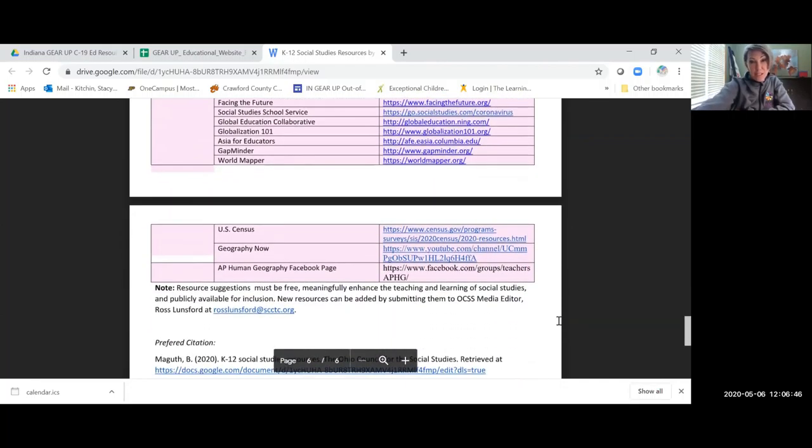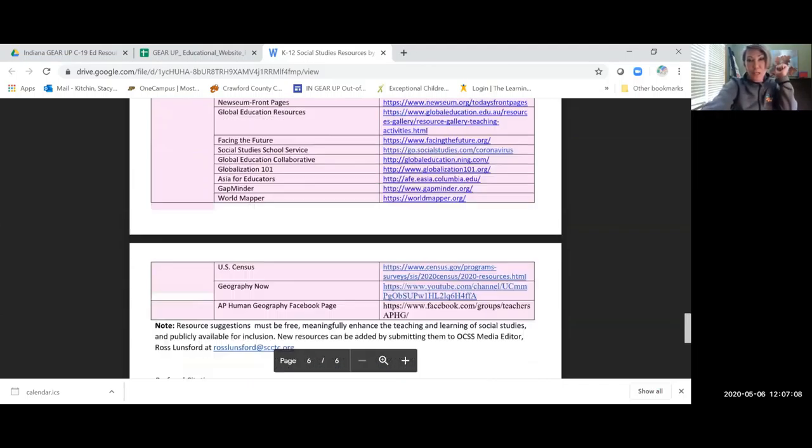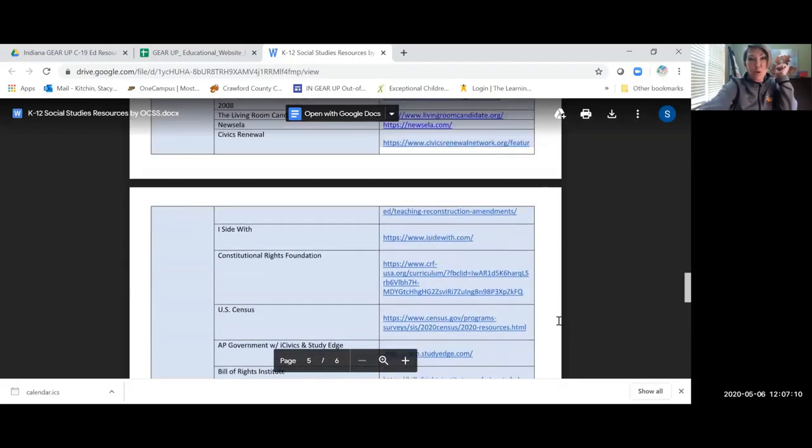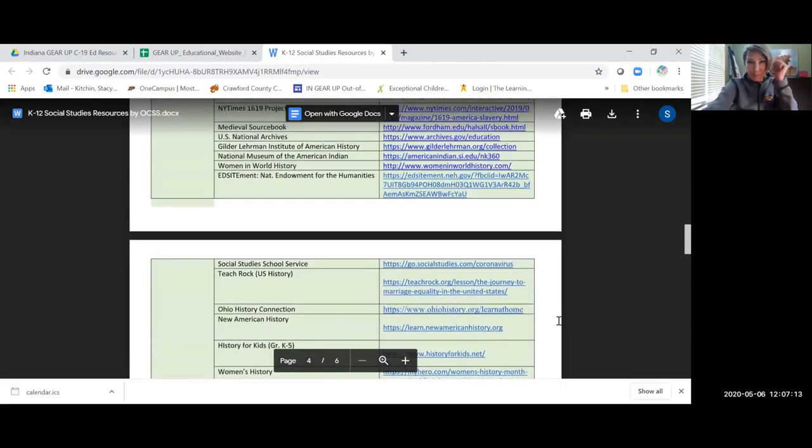I thought it was nicely put together, and again, as it said here, the resources must be free, they must meaningfully enhance the teaching and learning of social studies itself, and they have to be publicly available for inclusion. So they've all been vetted for that prior to putting it together. So enjoy looking at these resources, and I certainly hope you can find things that you can use in your classroom.